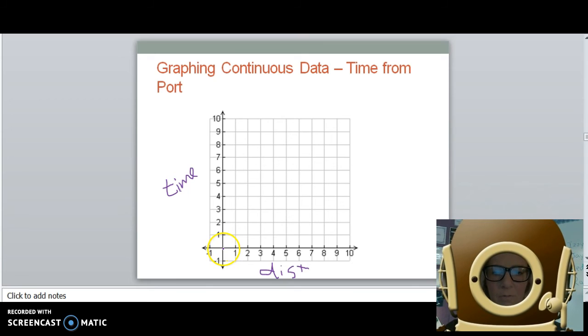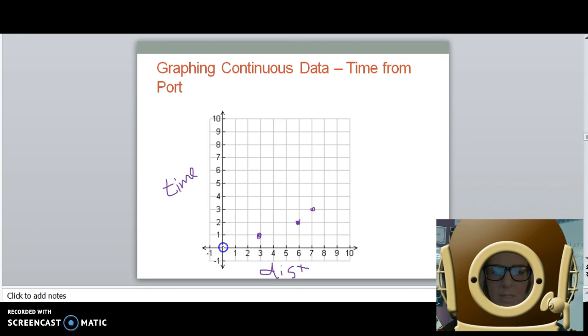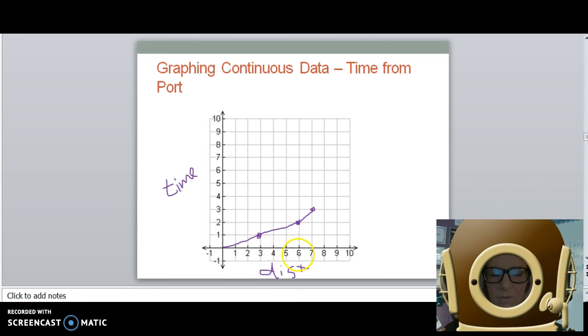So maybe after 1 minute, you are about 300 feet away from the port. And after 2 minutes, you're about 600 feet away from the port. At 3 minutes, maybe you're only 700 feet, you had to slow down. But at some point, you are traveling at 400 feet, 500 feet, 600 feet. Unless you have some sort of magical submarine.